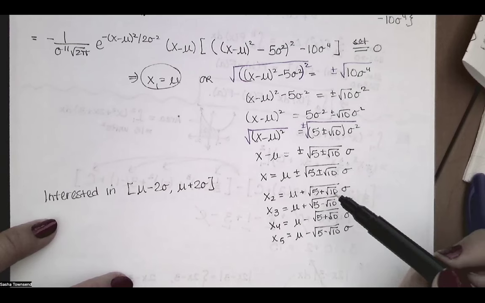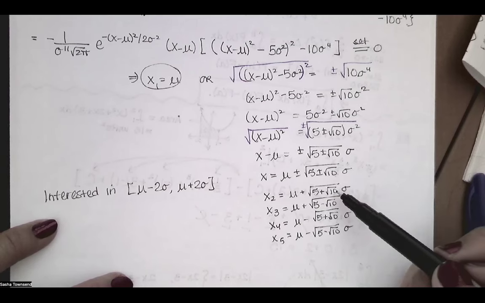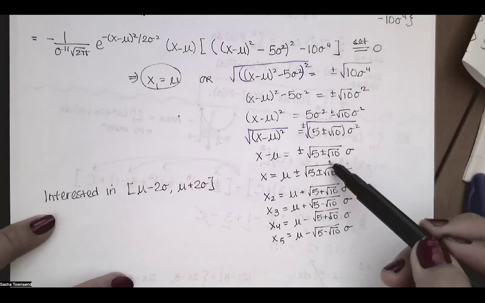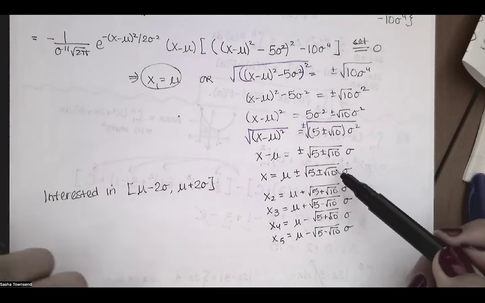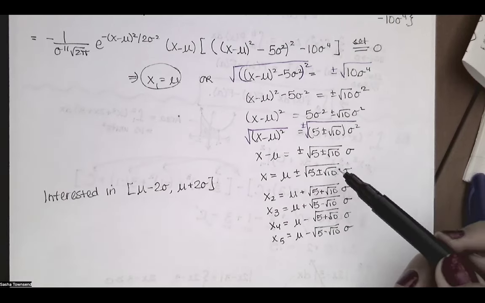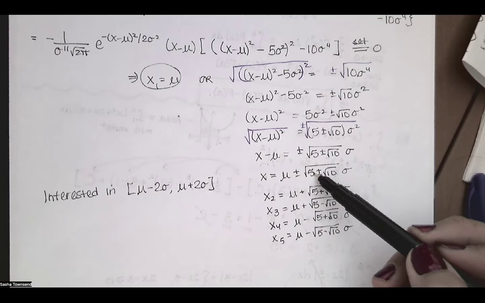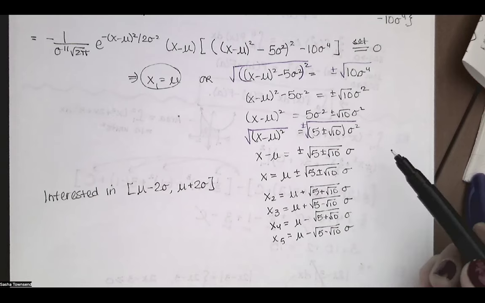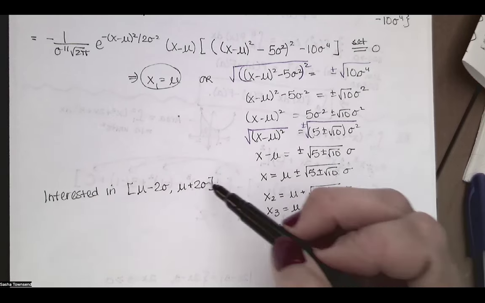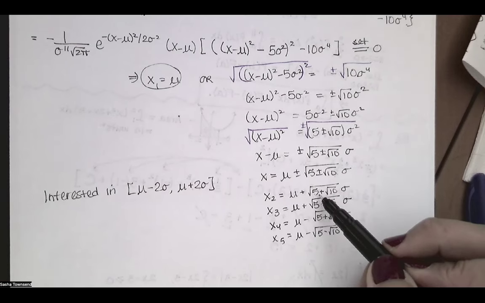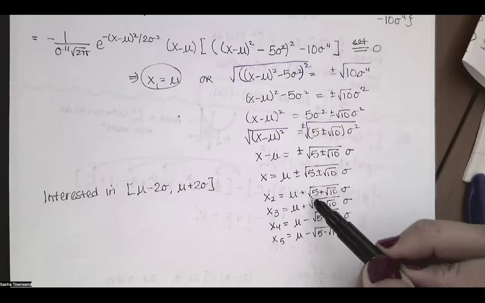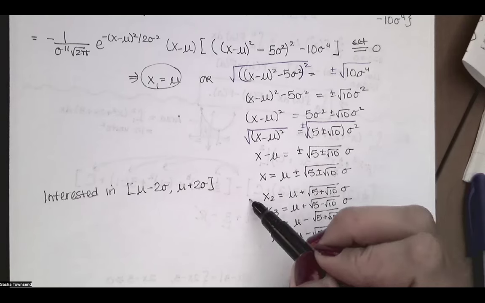Now, if I take 5 and then I add the square root of 10, and then I take the square root, I need to know, is that a number that is greater than or less than 2? Well, the square root of 5 is greater than 2. So anytime I've got the square root of 5 plus something, that's going to be outside of our range, outside of the interval of interest. So this 5 plus the square root of 10, and then we take the square root, that's going to be a number that's greater than 2. So that's beyond 2 standard deviations above the mean. So we don't want that.